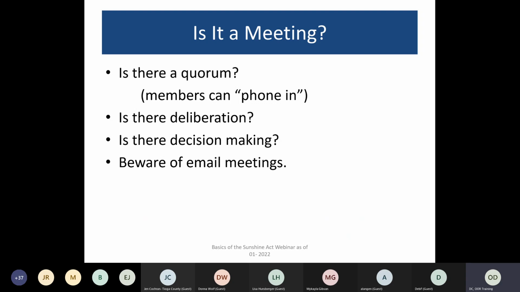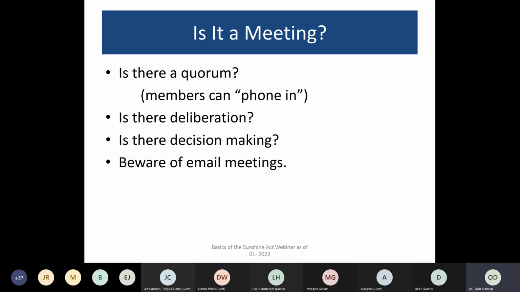Just get together and socialize whenever they want. They can meet as a group at that softball celebration, as long as they're not discussing government business, the business of the township, the business of the borough, the business of the district. Okay, they can still gather.